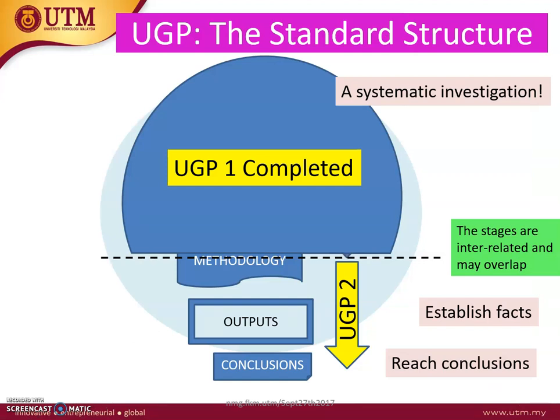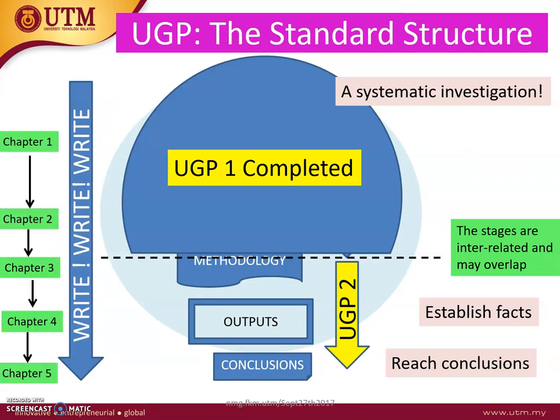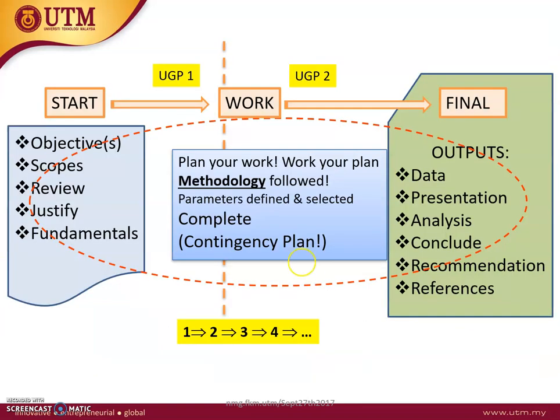The standard structure, okay, all the UGPs, a systematic investigation to establish facts and reach conclusions. Remember to write. So finally, at the end of UGP 2, you have the outputs, the data, how you process the data and present them, analyze, conclude, recommend, with a list of references. So you plan your work, your plan, methodology followed, parameters defined and selected, complete.